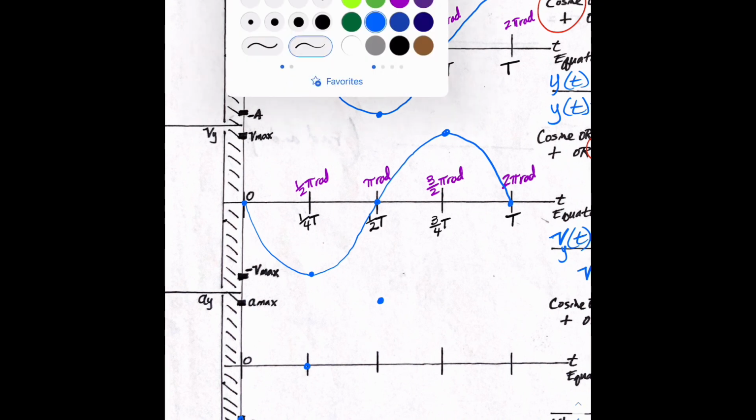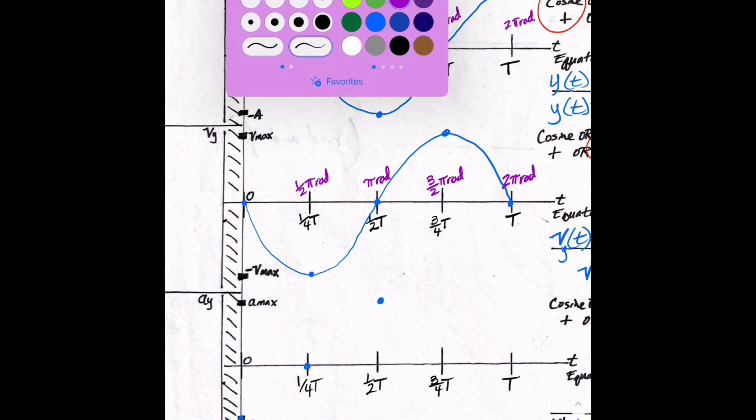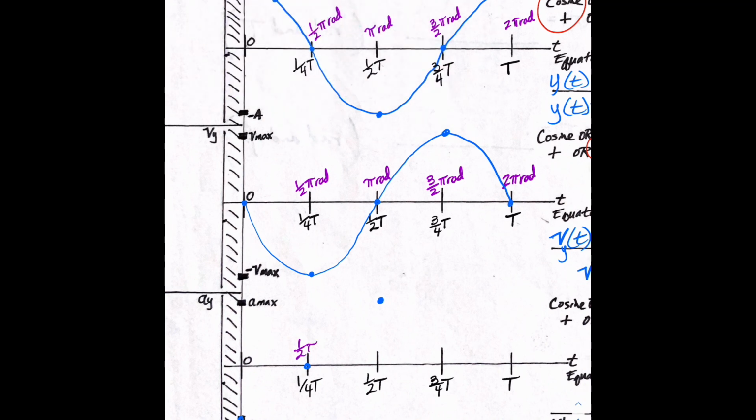And I did forget to write in, like I did earlier, let's jot those in real quick. 1/4 t, 1/2 t, 3/4 t, t, and then let's write in, I want to do this in purple, that way it all looks the same. This is half pi radians, pi radians, 3/2 pi radians, and 2 pi radians. So we're just going up by a half every time in pi radians.